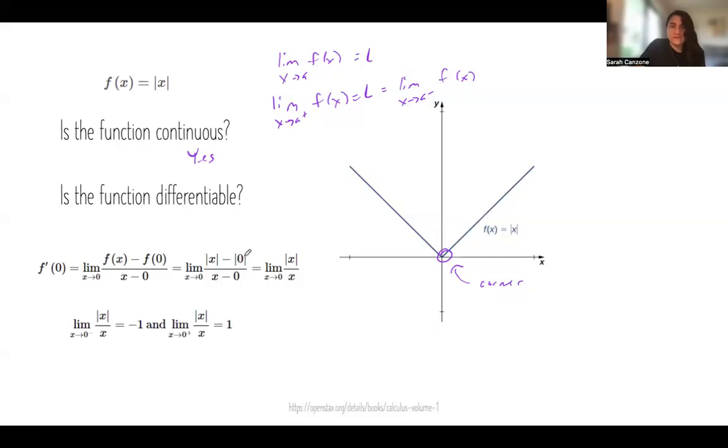Well, 0, the absolute value of 0 is 0, x minus 0 is 0. So what we have as the limit as x approaches 0 is the absolute value of x over x. But what it means to be an absolute value is that you can have a positive or a negative. So coming from the left, this is how we'll think about it. The limit is the derivative of the function. What we're doing here is taking the derivative.